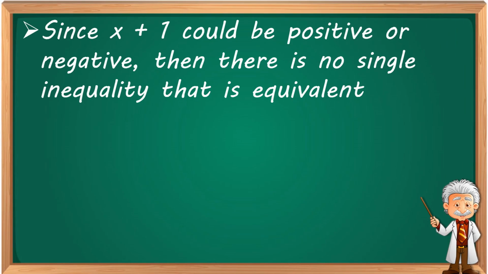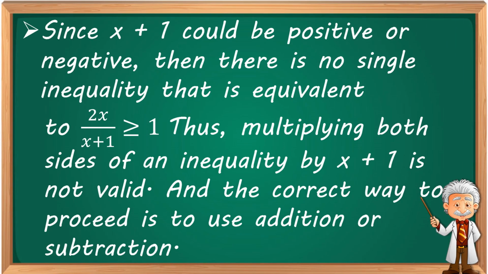Since x plus 1 could be positive or negative, there is no single inequality that is equivalent to 2x over x plus 1 is greater than or equal to 1. Thus, multiplying both sides of an inequality by x plus 1 is not valid, and the correct way to proceed is to use addition or subtraction.